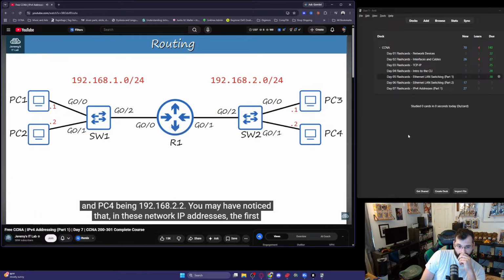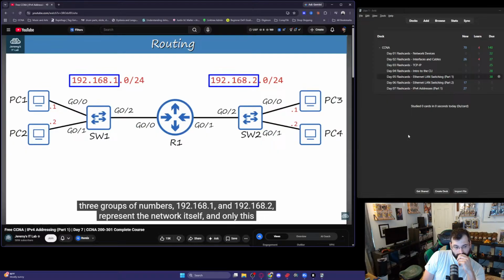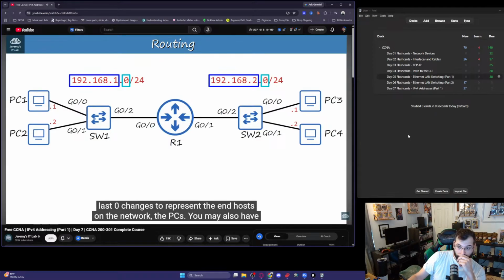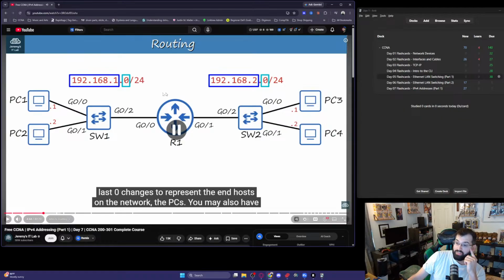You may have noticed that in these network IP addresses, the first 3 groups of numbers, 192.168.1 and 192.168.2, represent the network itself, and only this last 0 changes to represent the end hosts on the network, the PCs. That is so important. That took me so long to understand that this is the network itself. Nothing is on this. Everything is on this. So devices are this number. This is, I guess, the label you could say it as.